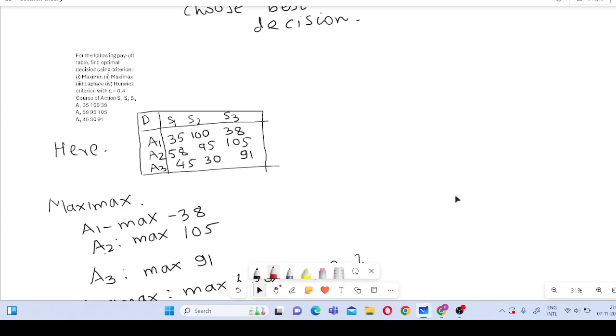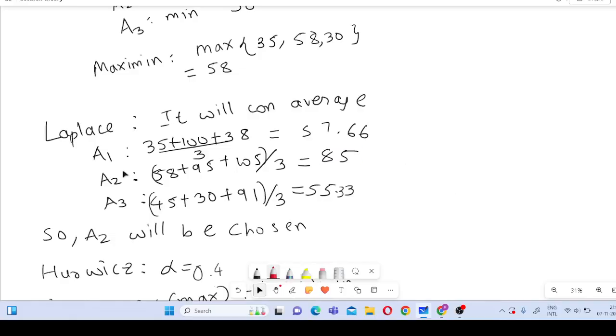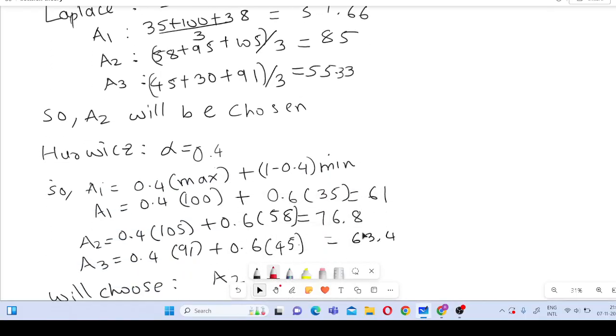Similarly, for all the things he has done, he chooses the maximum average, which he got for A2. So he is going to go with the action A2. Now next is the Hurwicz criteria.